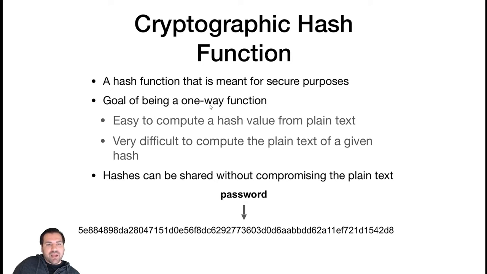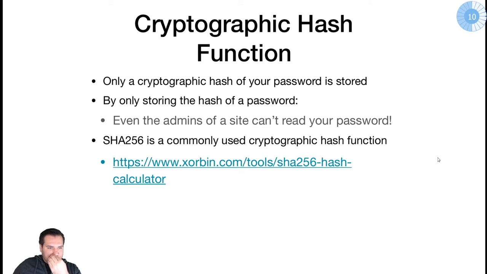With a cryptographic hash function, the intent is to be a one-way function. We have some plain text value. We hash it. We get some random-ish looking garbage. And it should be next to impossible to go from this hash back in the other direction to the original plain text, the original password.